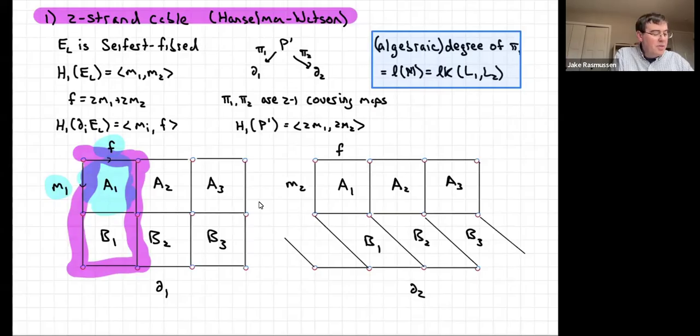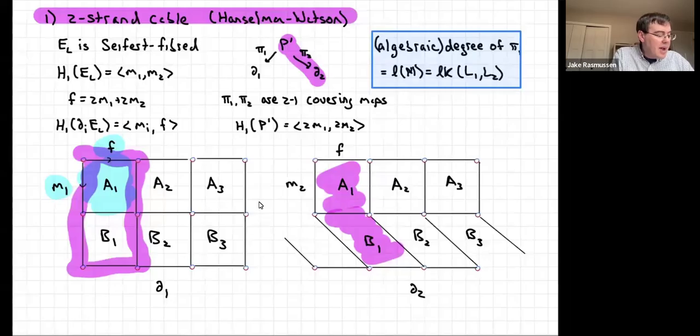And so the map over here looks very similar, and that's not surprising because the two boundary components of this two-bridge link are symmetric. The map here takes this A1 to this square, but it bends this square over here like this. And so that's a very simple map that completely describes this operator on Floer homology.